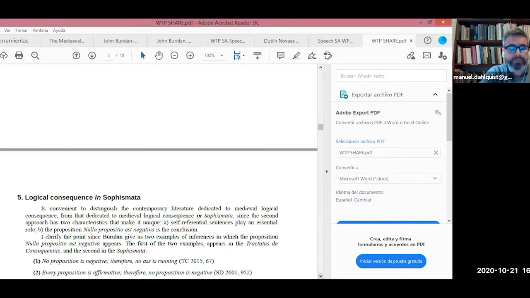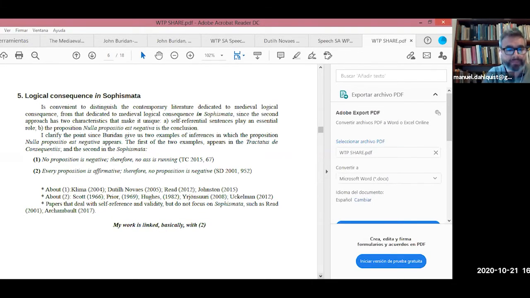Five. Logical consequence in Sophismata. It is convenient to distinguish the contemporary works dedicated to medieval logical consequence from those dedicated to medieval logical consequence in Sophismata, since this second approach has two characteristics that make it unique. A. Self-referential sentences play an essential role. B. The proposition Nulla propositio est negativa is the conclusion of the argument. In his work, Buridan gives us two examples of inference in which the proposition Nulla propositio est negativa appears. The first of the two examples appears in the Tractatus de Consequentiis, and the second in the Sophismata.